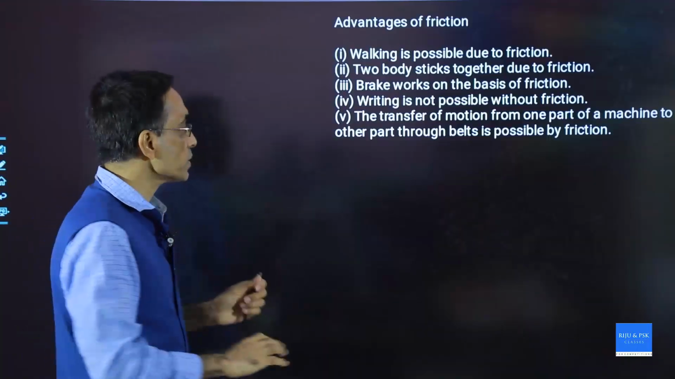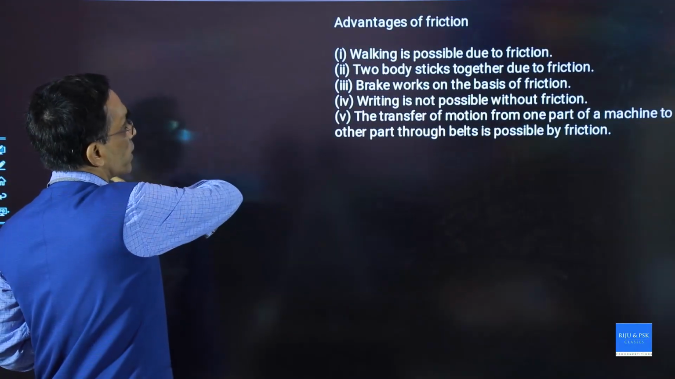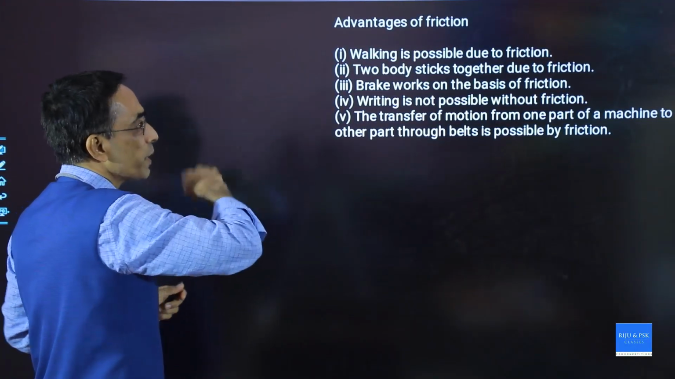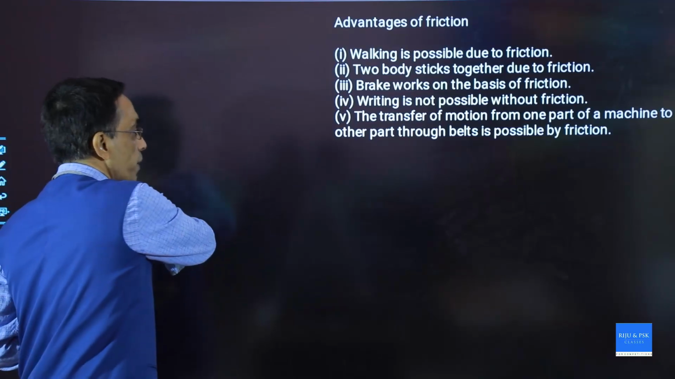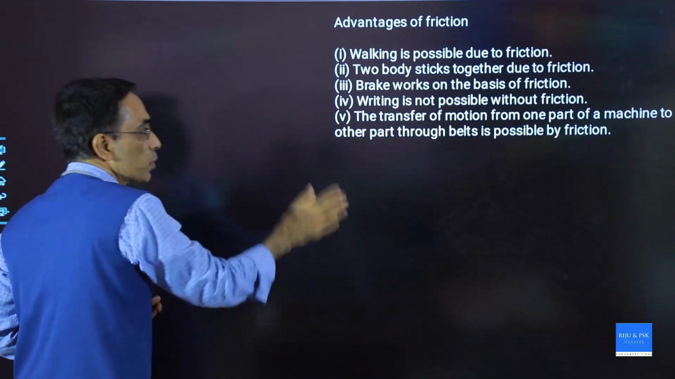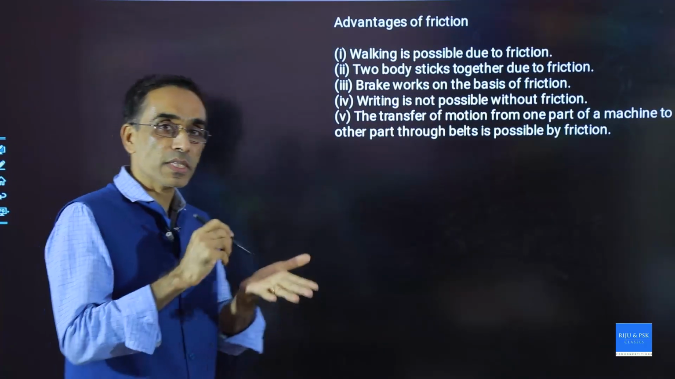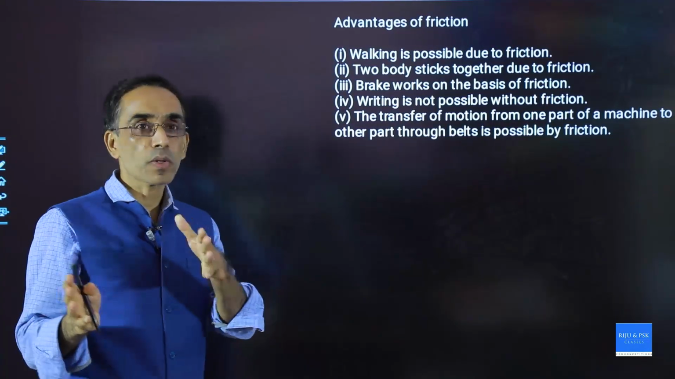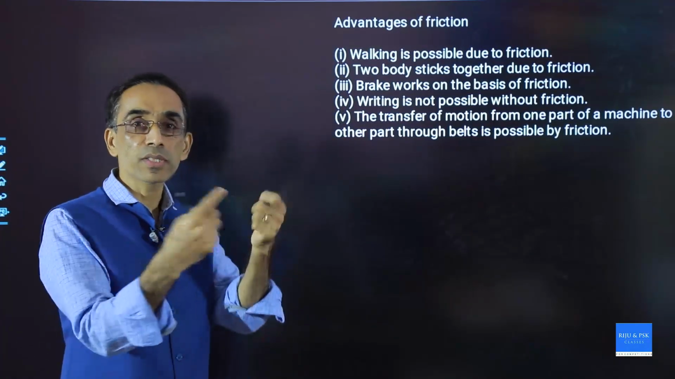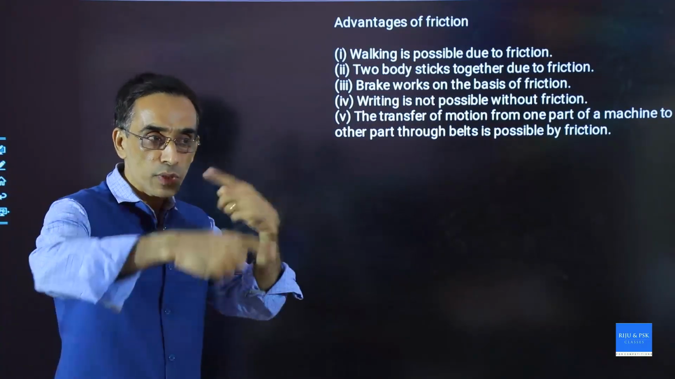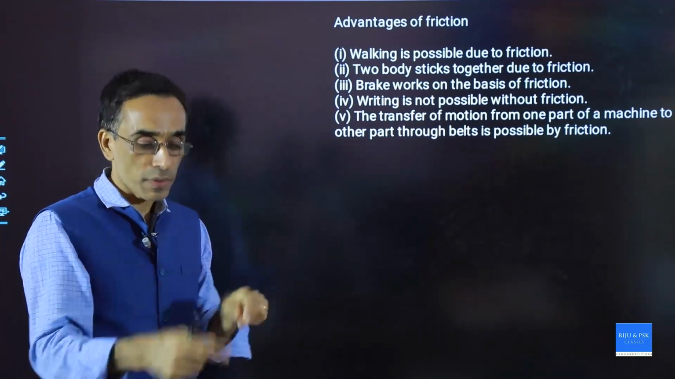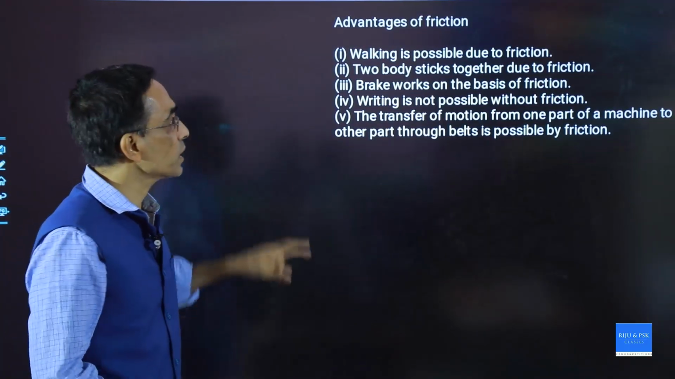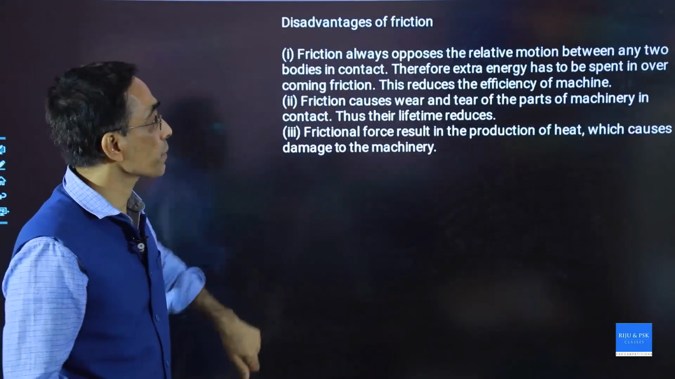Physically, you can write. Of course, maybe later technology may tell you something about writing. Maybe sometimes without touching also you will be able to write on board. That's a different thing. But physical writing needs friction. Of course, if you want to transfer energy in machineries, you need friction, like using belt, chain, etc. So these are some of the advantages of friction.